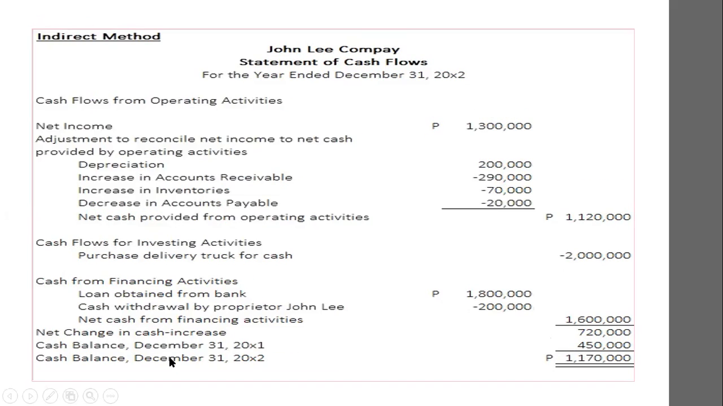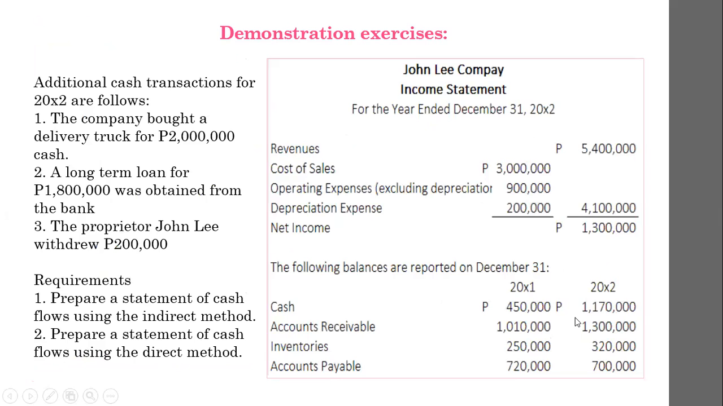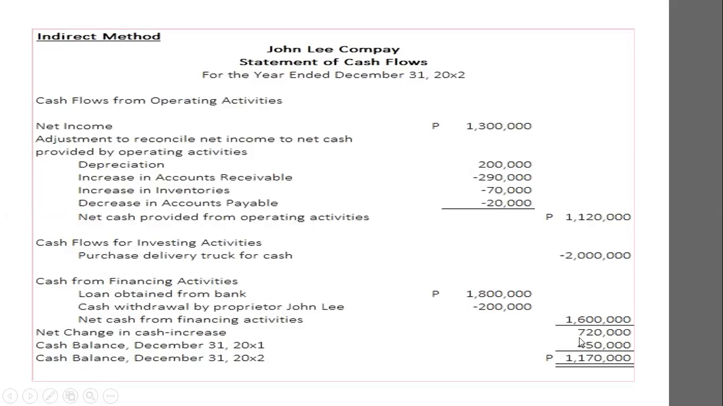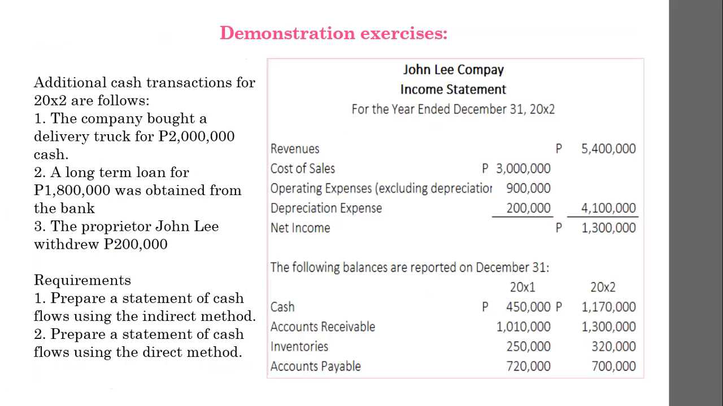Then, sorry, cash balance beginning 3120x1. Ito po yan. Inadd po yung cash balance beginning. Under cash po, cash balance beginning na 450,000 ng 20x1. So, ang result po, 720 plus 450. Cash balance, December 31, 20x2 or cash balance ending, 1,170,000. So, nag-reconcile po siya dito sa 20x2, cash balance ending. Okay? So, yan po yan.